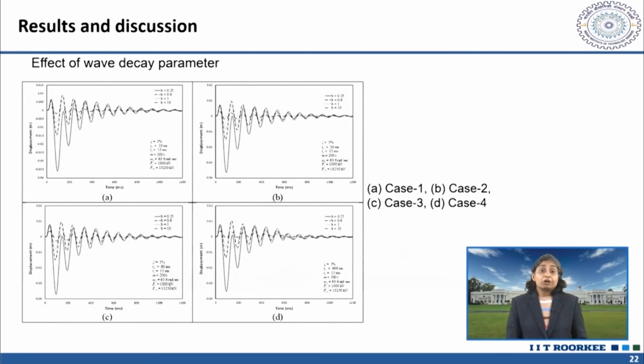Now, one of the most important parameters is the wave decay parameter. This is with reference to the exponential pulse loading, and if you recall, when I showed you the expression for that exponential pulse loading, the wave was decaying with a parameter that we denoted as B. So, here we varied that particular parameter to see how it influences the displacement time history of the soil foundation system under consideration.